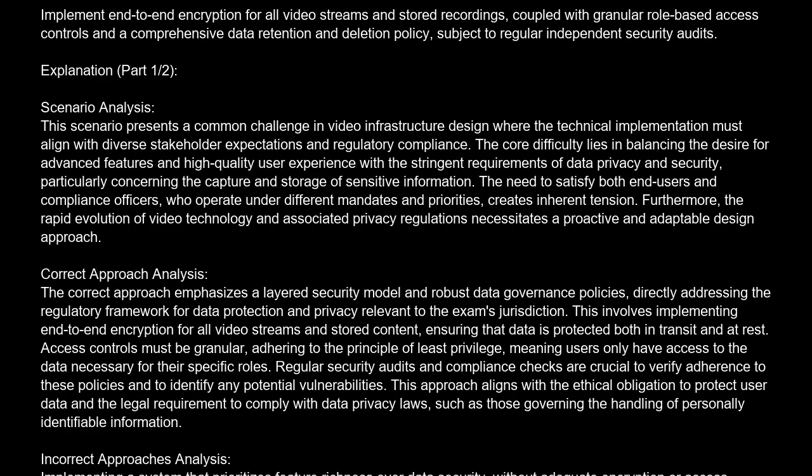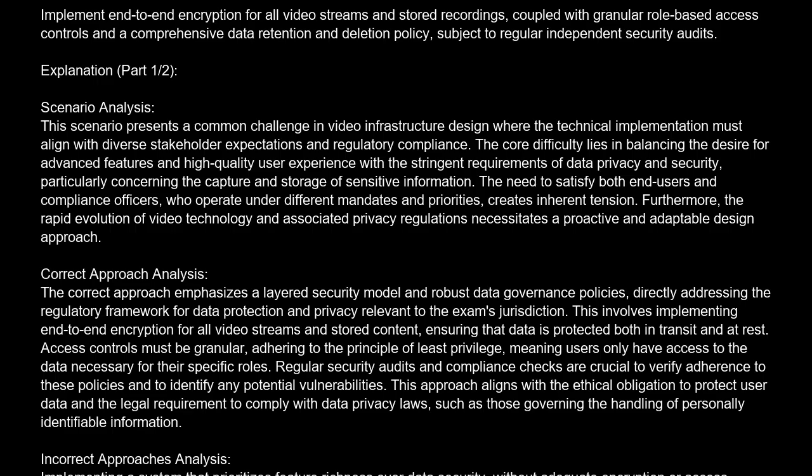Correct approach analysis. The correct approach emphasizes a layered security model and robust data governance policies, directly addressing the regulatory framework for data protection and privacy relevant to the exam's jurisdiction. This involves implementing end-to-end encryption for all video streams and stored content, ensuring that data is protected both in transit and at rest.